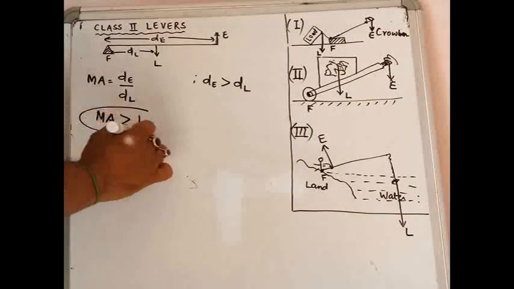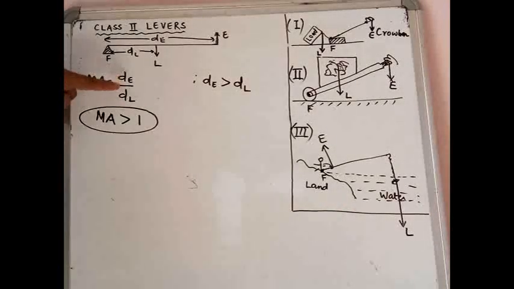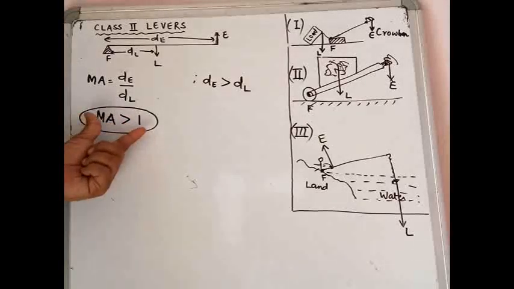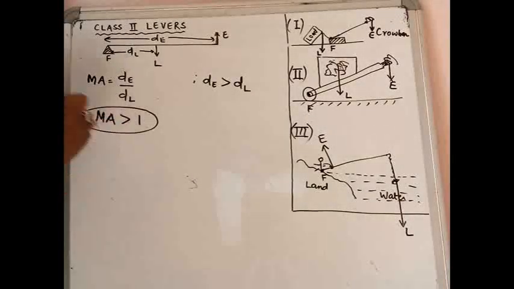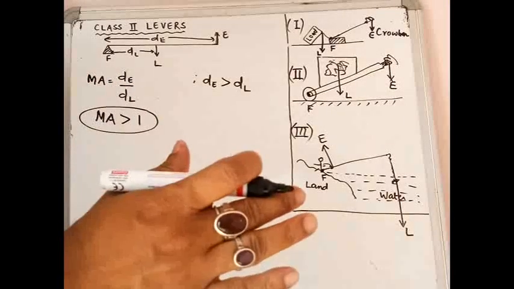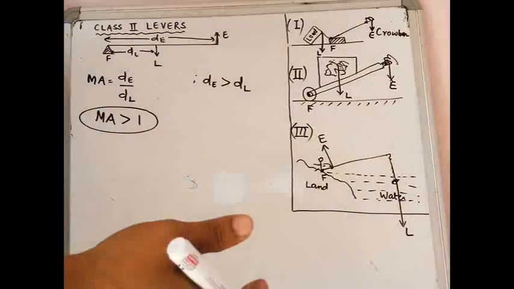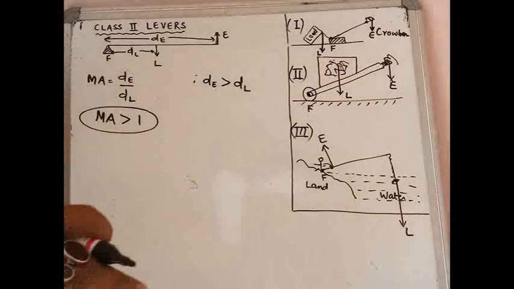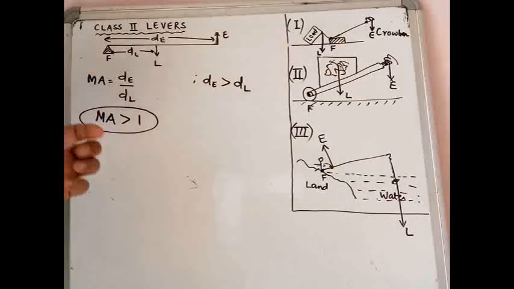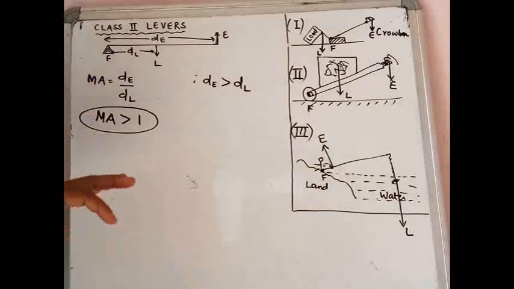Can you tell me why greater than 1? Because MA has this particular formula dE upon dL, you see that dE is always going to be greater. So the numerator is always going to be greater. Whenever in a fraction the numerator is greater, you always get the fraction value as greater than 1. And once again, you must remember the things that were taught in the previous lectures. MA can have values equal to 1, less than 1, greater than 1, but not in all cases. In class 1 levers, please go back to the second lecture and go through it thoroughly. In class 1 levers, we saw that MA can be equal to 1, it can be greater than 1, it can be less than 1.